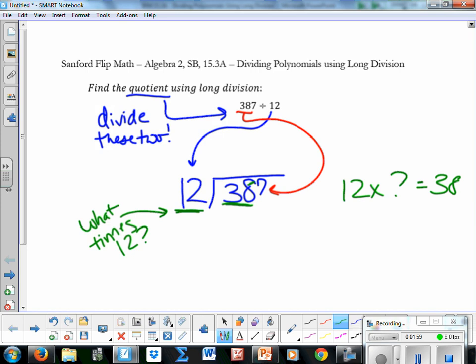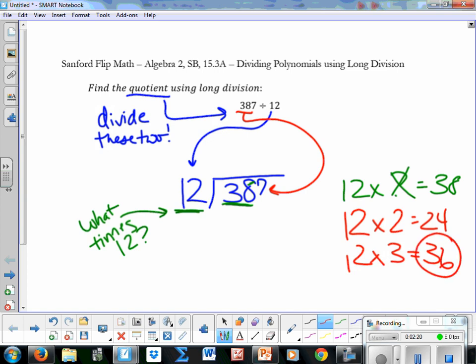And unfortunately, we don't have anything that fits this question mark specifically. So what do we know that gets us as close as possible to 38 without going over? So I have 12 times 2 equals 24. I can get closer. 12 times 3 gives us 36. So that's the closest we can get without going over our 38. So once I've decided what I can multiply by, here's my 3. I'm going to put that 3 up here. I have my 12 times my 3 gives me 36.